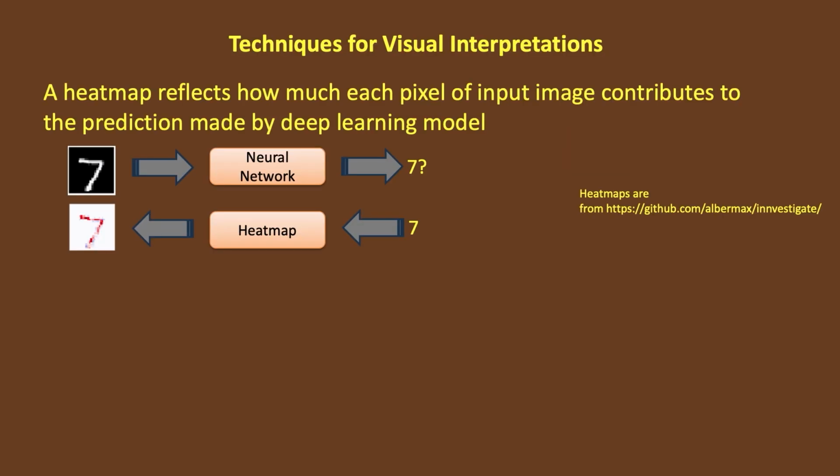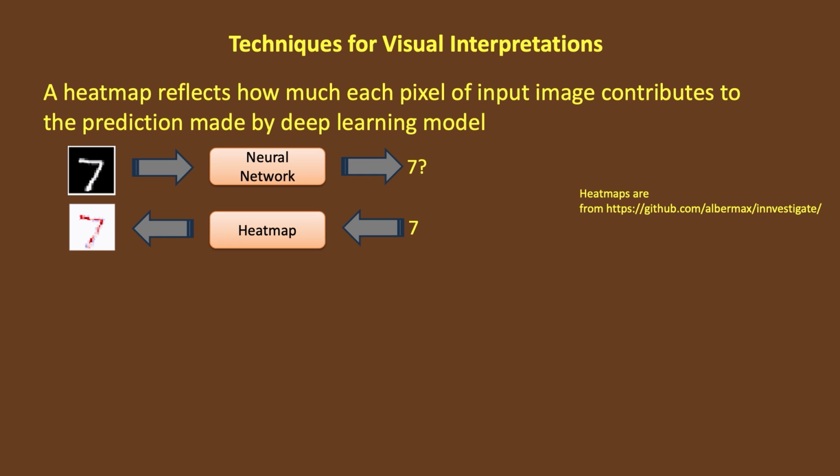All right, so how can we build the trust? How can we validate the output, or the decision, of the deep learning network? One way is to use techniques for visual interpretation, and heat maps are a widely used technique in the field of computer vision. A heat map reflects how much each pixel in a picture, or voxel in an MR scan, can contribute to the overall prediction of the deep learning model.